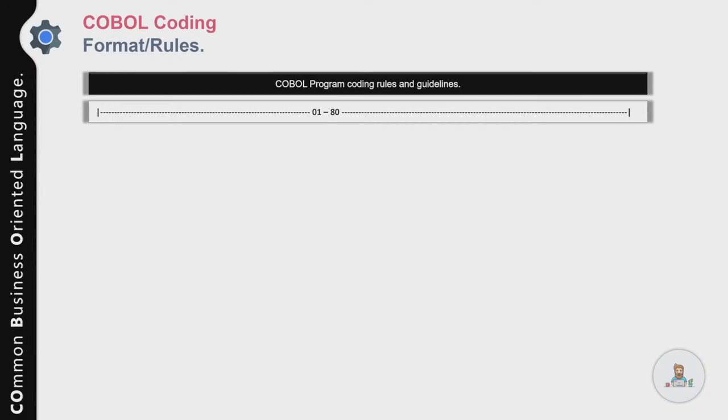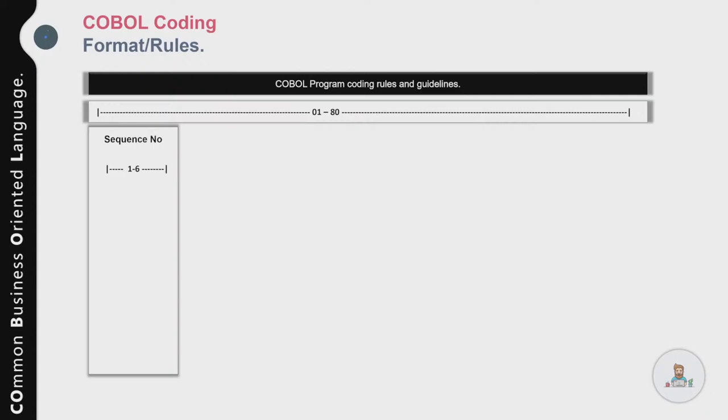Now let's talk about the actual coding rules that you should follow when you're writing your COBOL program. These rules are actually based on the coding form or sheet that we have discussed in our previous slide. Each line in a COBOL program is considered to be of 80 columns. These columns are further divided into 5 different fields, and each field has its own significance. So let's look at the significance of each field.